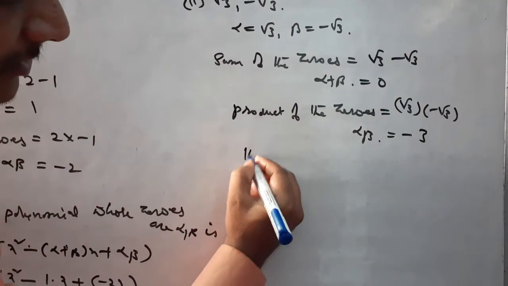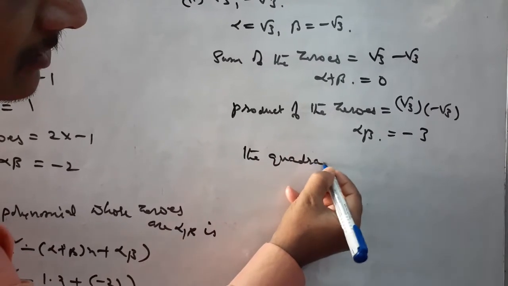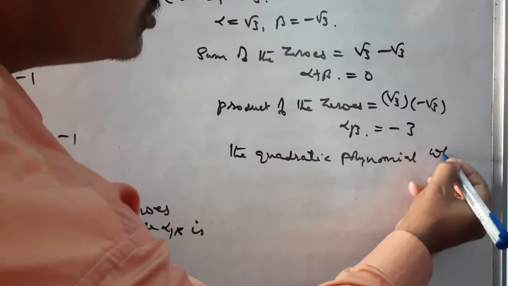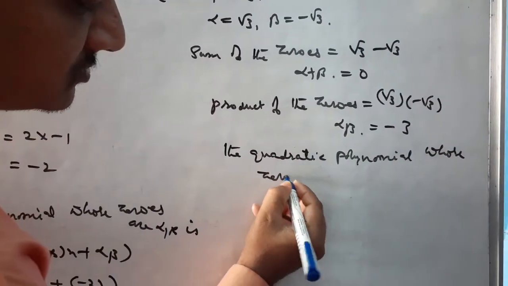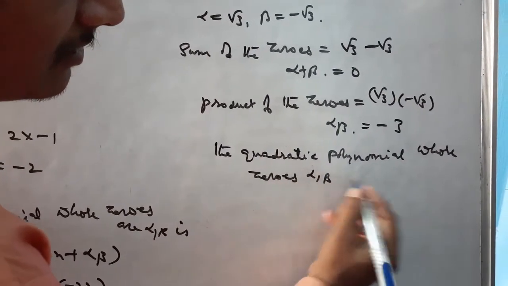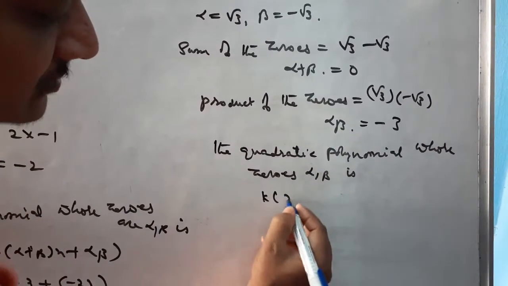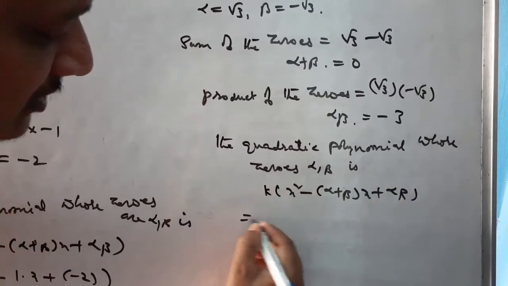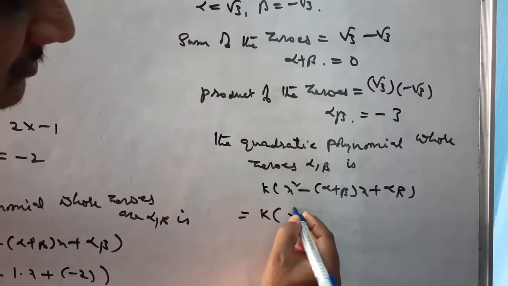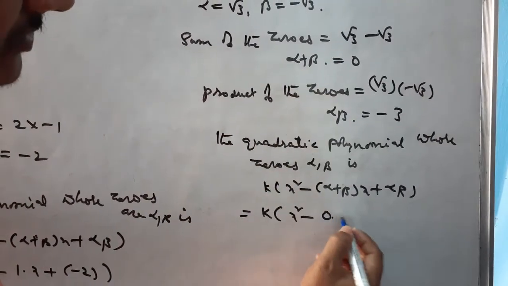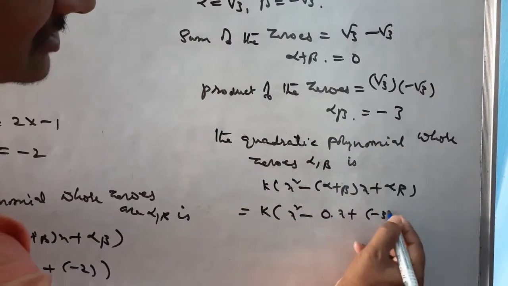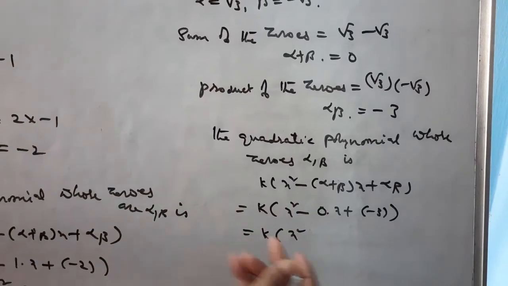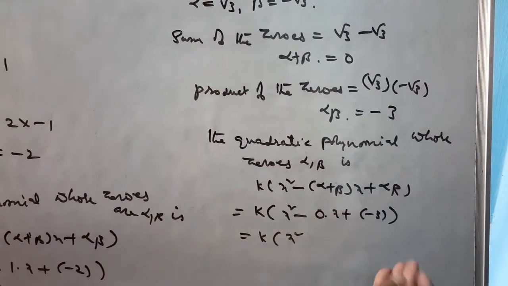We have the quadratic polynomial whose zeros alpha, beta is k into x square minus (alpha plus beta) into x plus alpha beta. So k into x square minus (alpha plus beta, which is 0) into x plus alpha beta, which is minus 3. So 0 into something is 0.